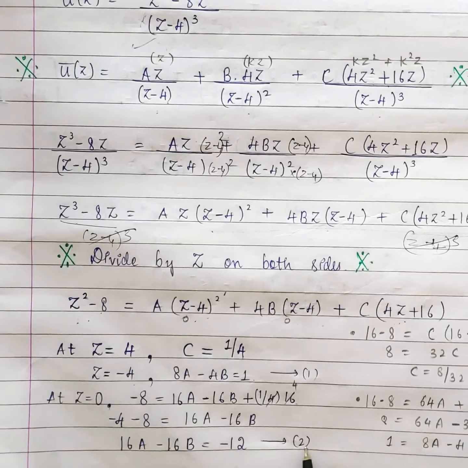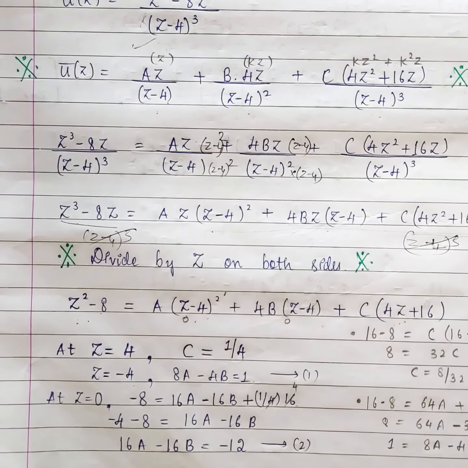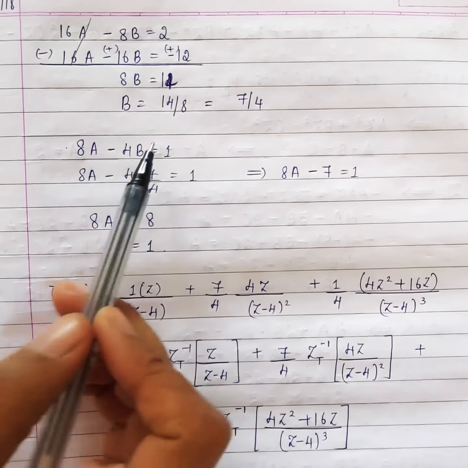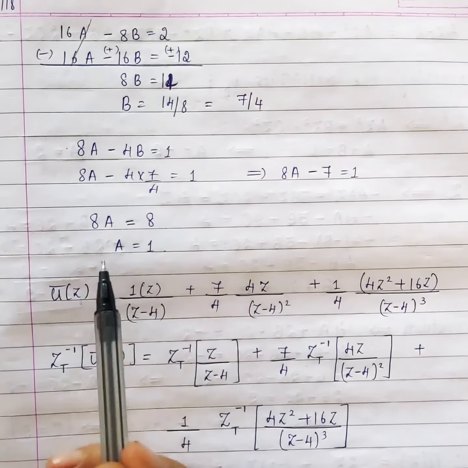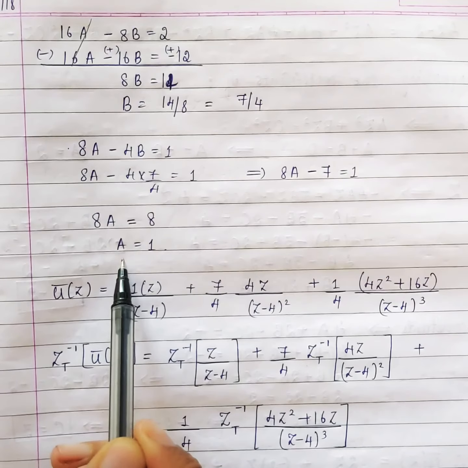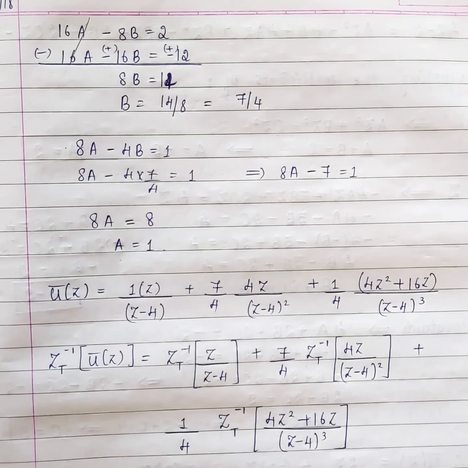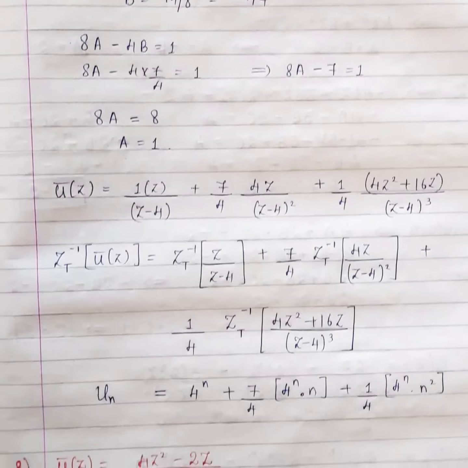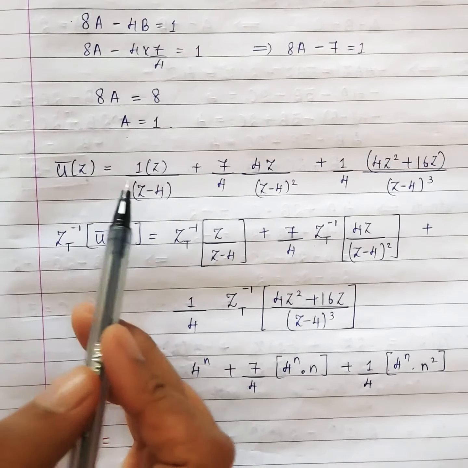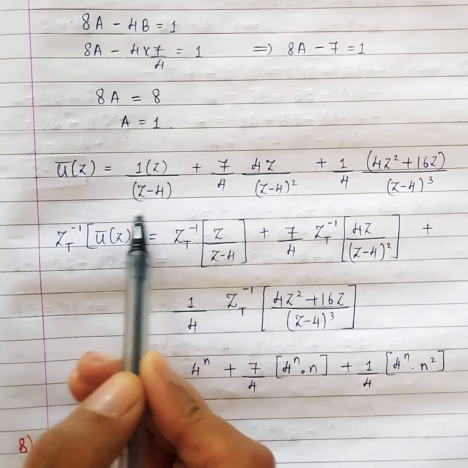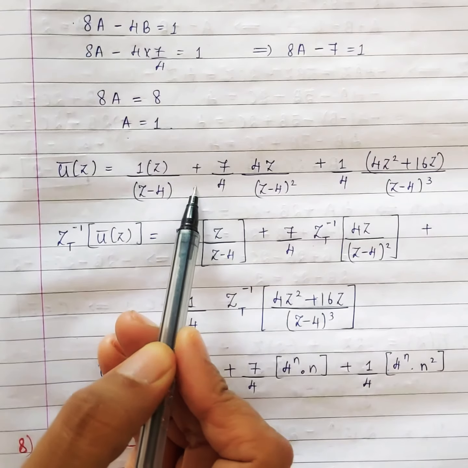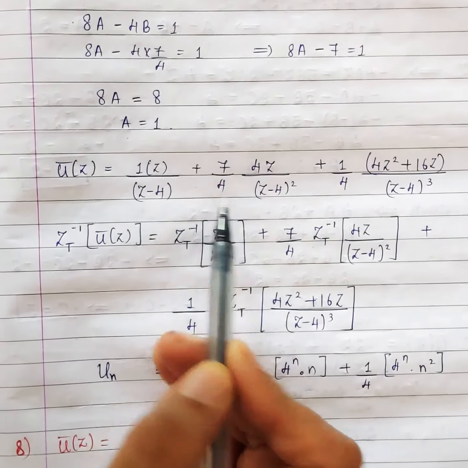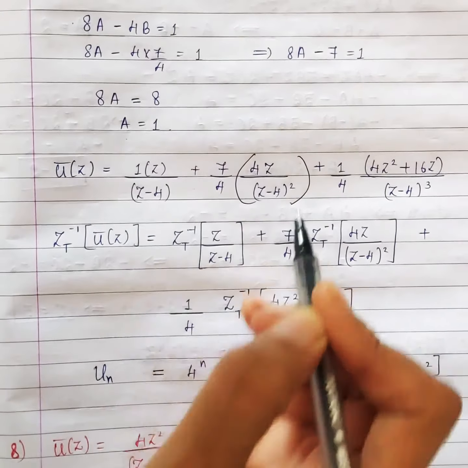So solving these equations 1 and 2, we get b as 7 by 4 and a as 1. Try to solve these things on your own. So once you got a, b, c, you just have to substitute in the given problem. U bar of z is equal to a z, that is 1 z by z minus 4, plus b into 4z. Don't cancel this 4 and this 4. We need this for the formula.